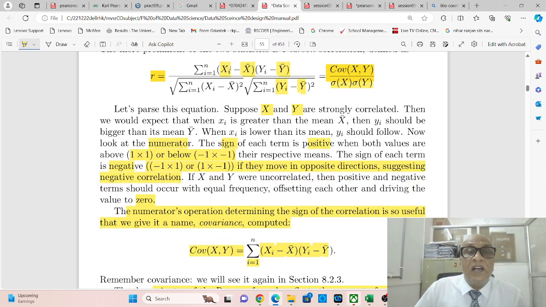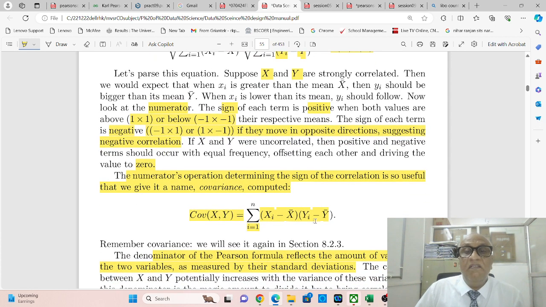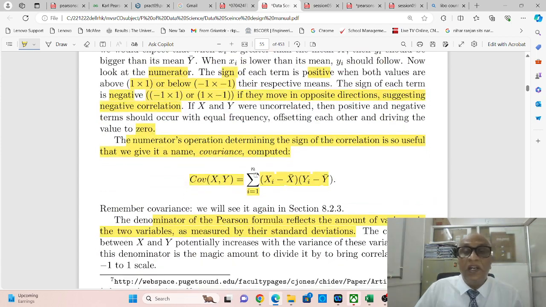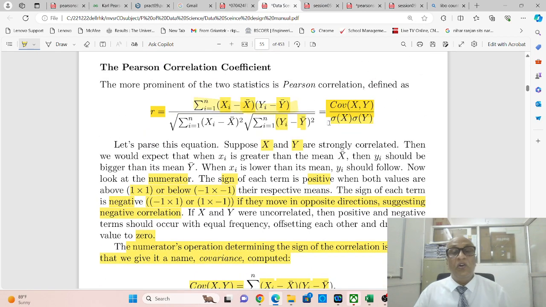This numerator aspect, determining the sign of correlation, is very useful and it is indicated by the covariance of x and y. So when you are calculating the numerator, you are actually calculating the covariance of x and y, which is given by the formula summation of xi minus x bar into yi minus y bar, i is equal to 1 to n. While the denominator indicates the variance of the variables, depending on their standard deviations.